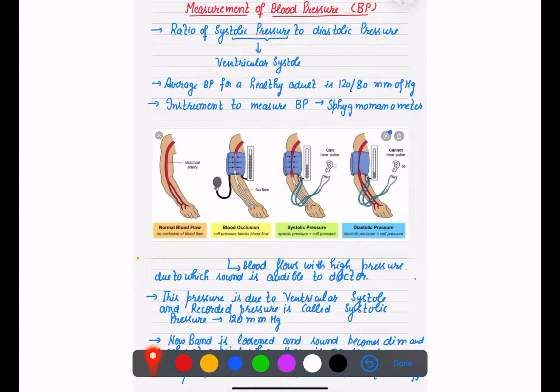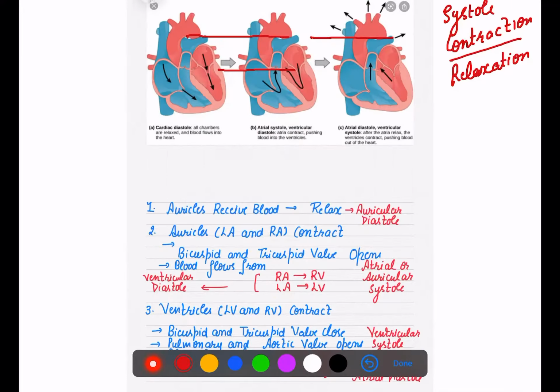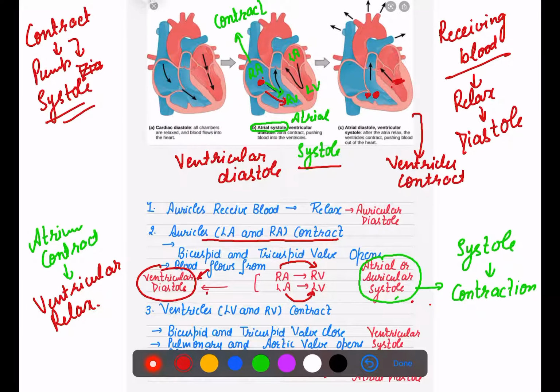Now measurement of blood pressure, कैसे मेजर करते हैं ब्लड प्रेशर किसी का? It is a ratio of systolic pressure to diastolic pressure. सिस्टोल, what is systole? Systole is contraction. Systole means when somebody is pumping the blood. So it is a ratio of systolic pressure to diastolic pressure, means contraction versus relaxation. सो किसका सिस्टोलिक यहाँ पे हम लेते हैं? वेंट्रिकल्स. When ventricular systole happens, this kind of condition is when ventricles are sending blood to lungs as well as to the body.